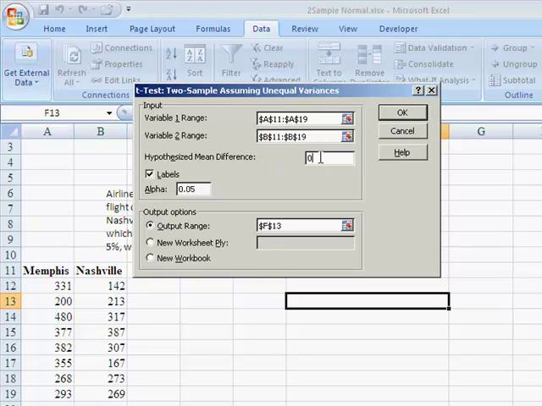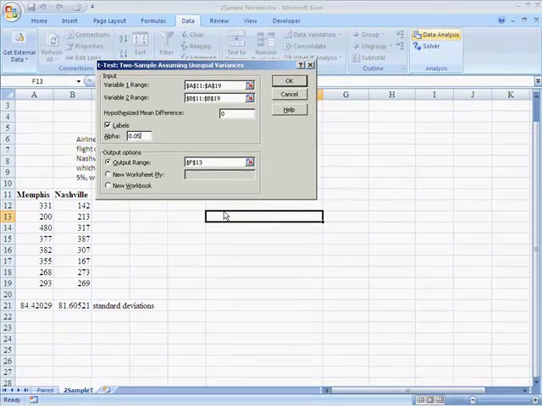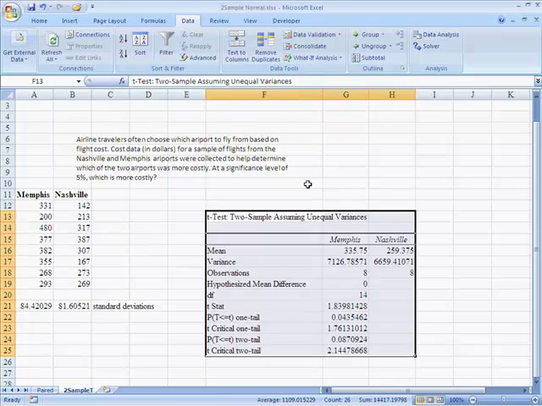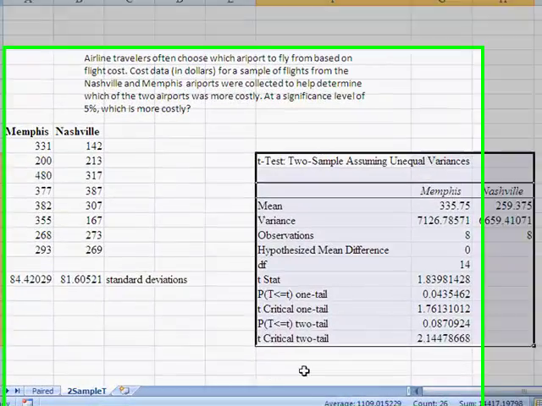Hypothesis mean difference. Well, my null hypothesis is that they're the same, so my hypothesized mean difference is 0. Since I have the labels Memphis and Nashville in there, I have clicked labels. My alpha is my significance level of 5%. My output range, that's where I'm going to have Excel put my results. I'm going to put it there in F13. So let's click OK. There is pretty much everything we need to know.